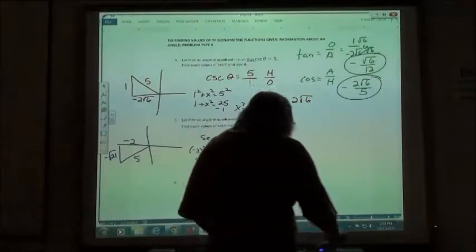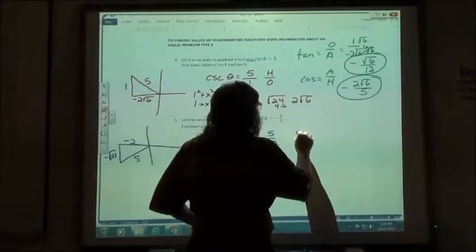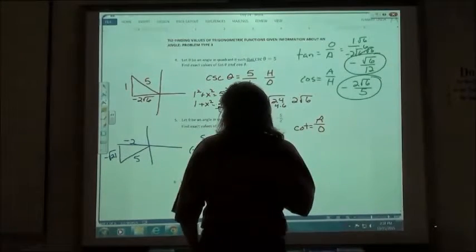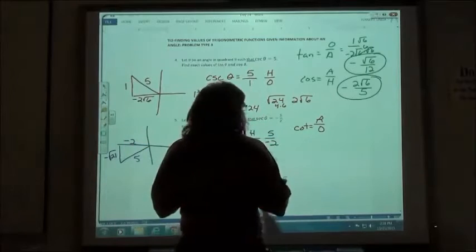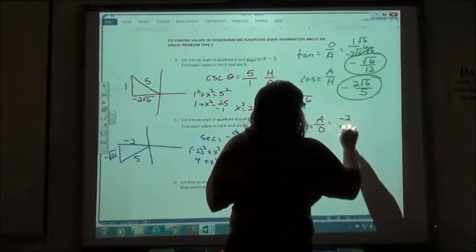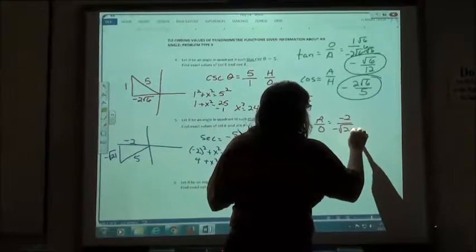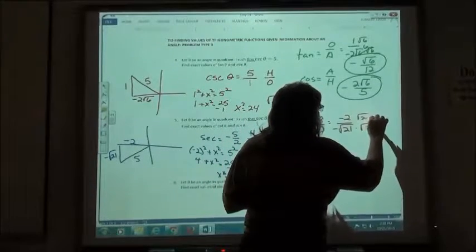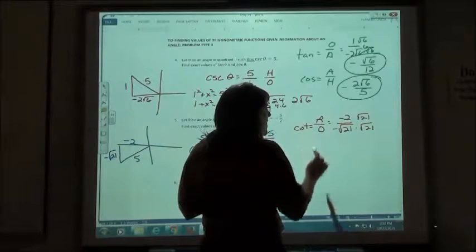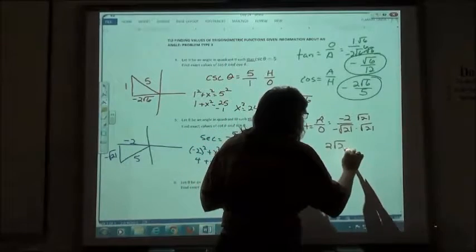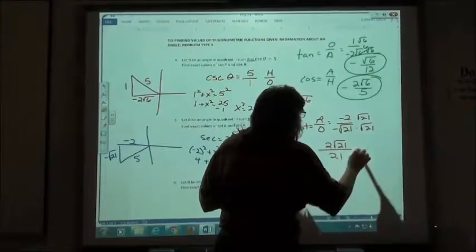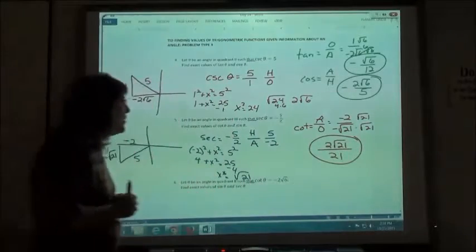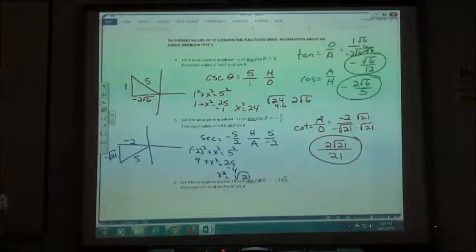Going to find my cotangent and my sine. So my cotangent is my adjacent over my opposite. My adjacent is negative 2. My opposite is negative square root of 21. I have to rationalize my denominator. I got a negative over a negative, so it's going to be positive 2 square root of 21 over 21. Can't simplify that any farther than that. So that's going to be my answer for cotangent.